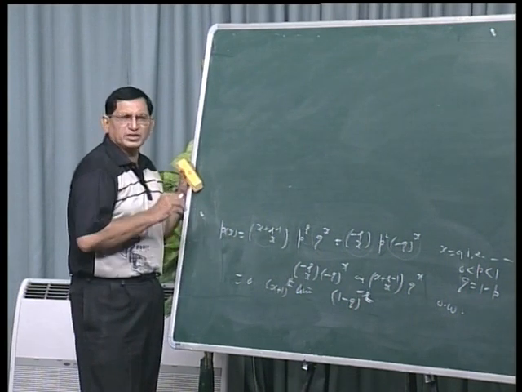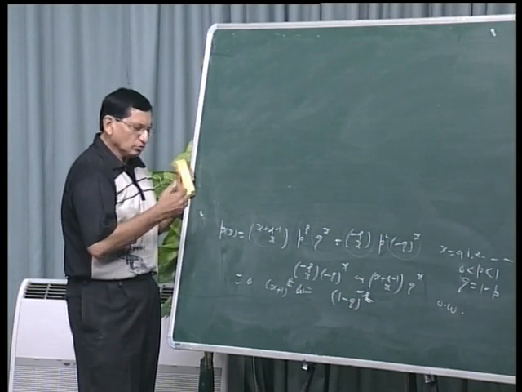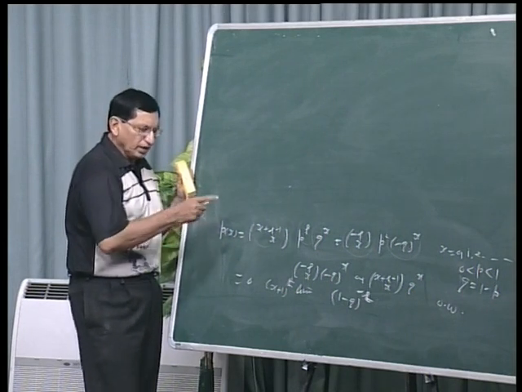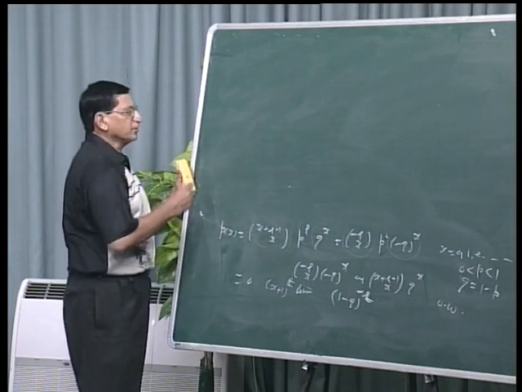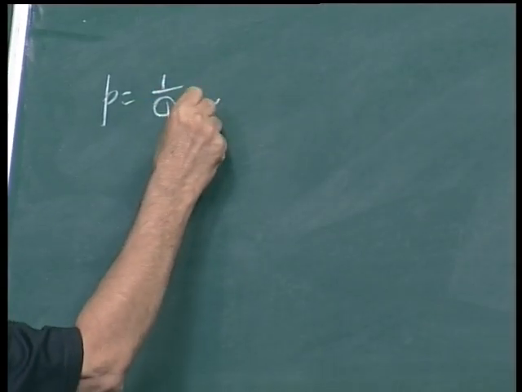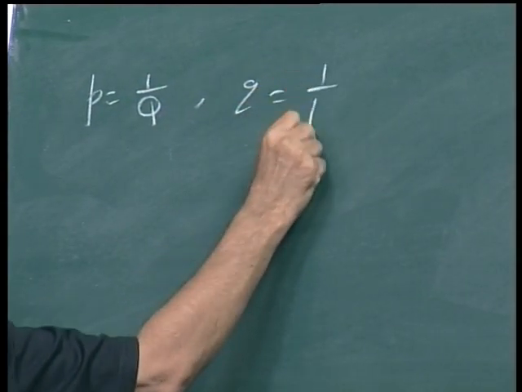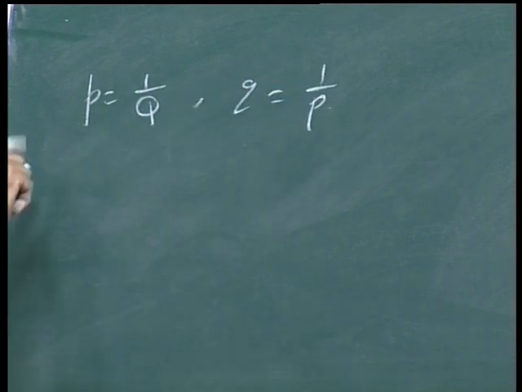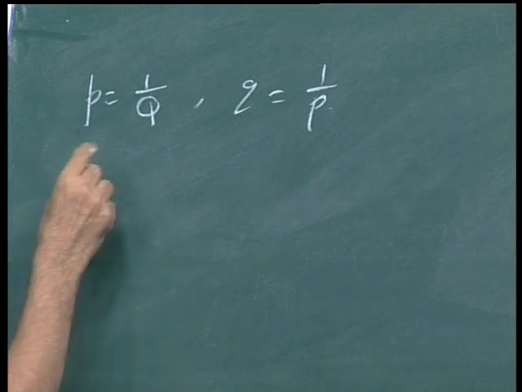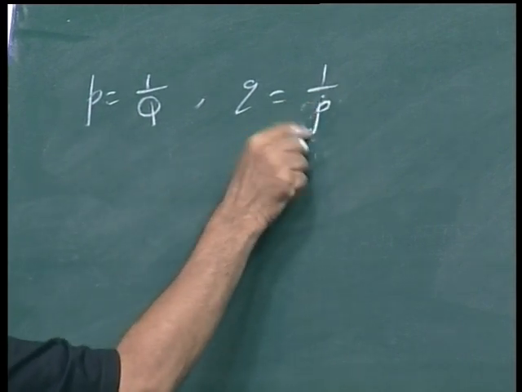difficult to remember mean, variance, etc. So to correlate with binomial distribution, I just redefine this p and q. So let us take capital P is equal to 1 upon small q and capital Q is equal to 1 upon small p. Remember that small p is between 0 and 1. So naturally capital Q will be more than 1. So this is capital P and Q.